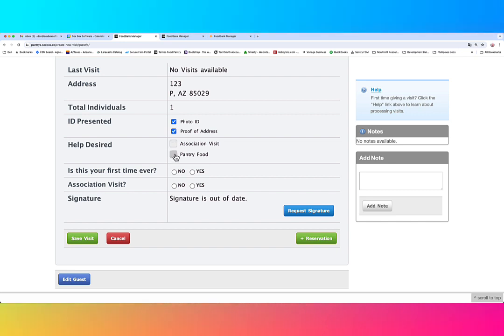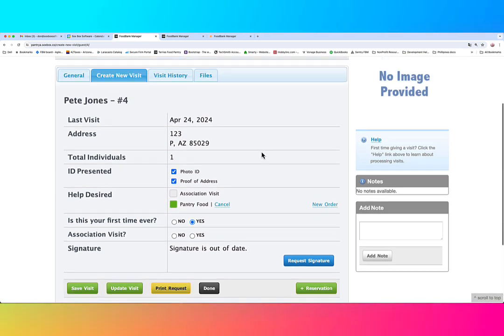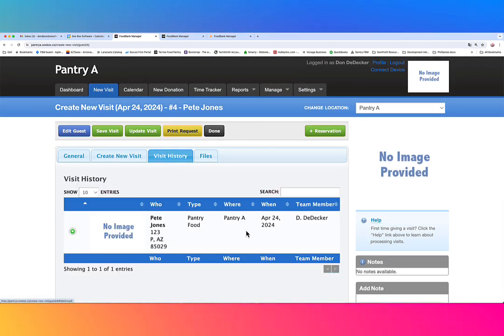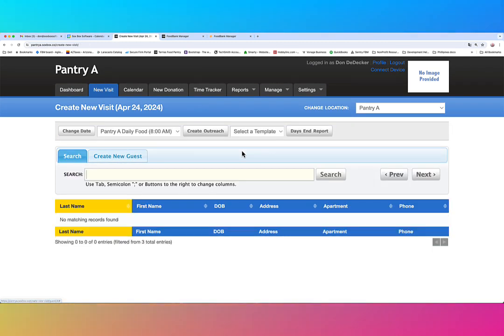Photo ID, pantry. There's no association. It's his first time here. Say visit. And I'm done. He's got a visit. Because I'm part of the association, I'll see A, B's, and Don's pantry. But he hasn't been anywhere but here. He's brand new. So that's why we only see pantry A. Now I'm going to be done.